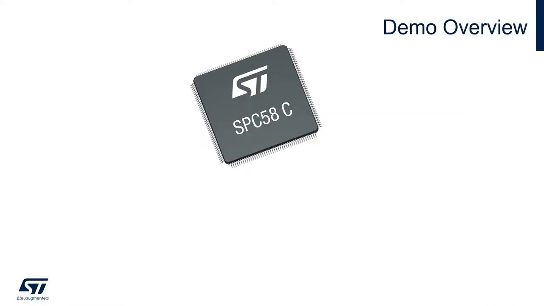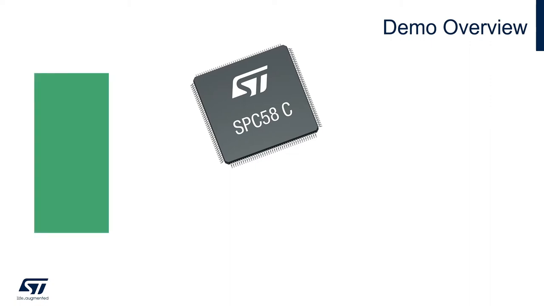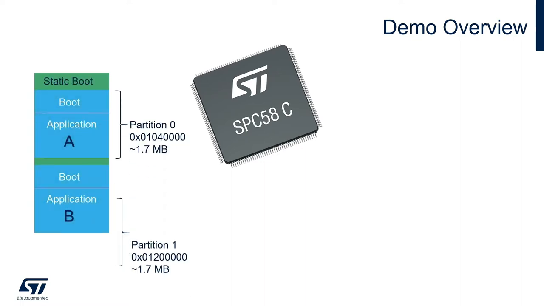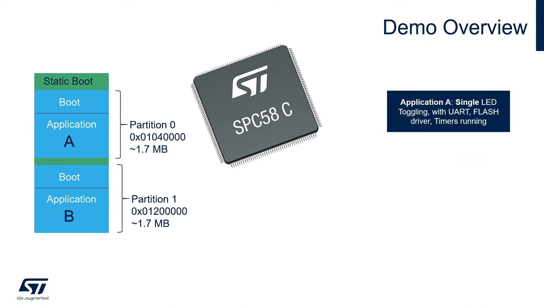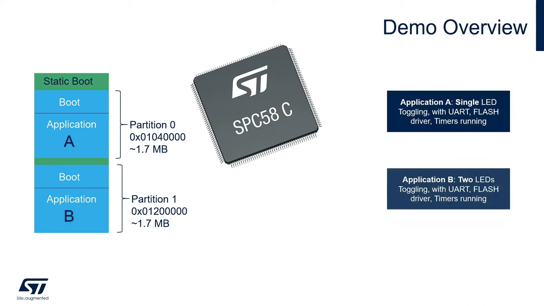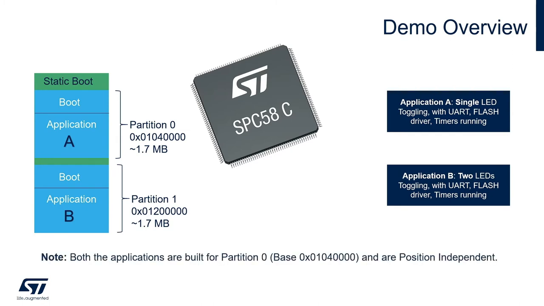Before we move on to the actual demo, let's quickly overview how the memory space looks for this application. Consider this green box as the whole code flash area for this microcontroller. We have application A and application B residing in either of the partitions. Application A is a single LED toggling, and application B has two LEDs toggling with a different pattern. It is important to note that both applications are built for partition 0 and are position dependent. We will start this demo with only application A flashed to the microcontroller, and the other partition is completely erased.